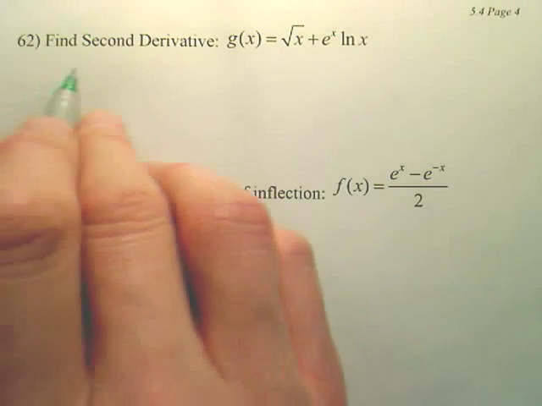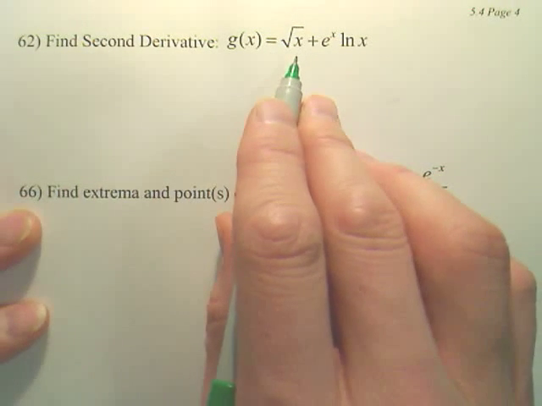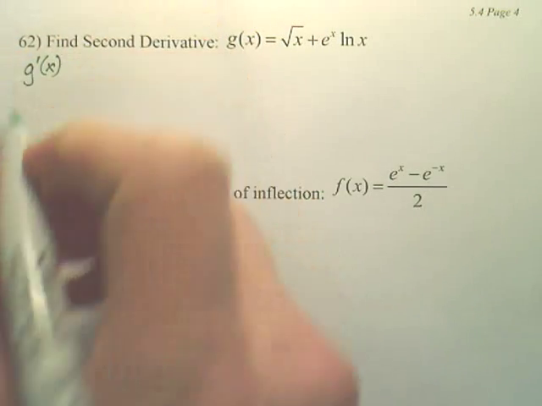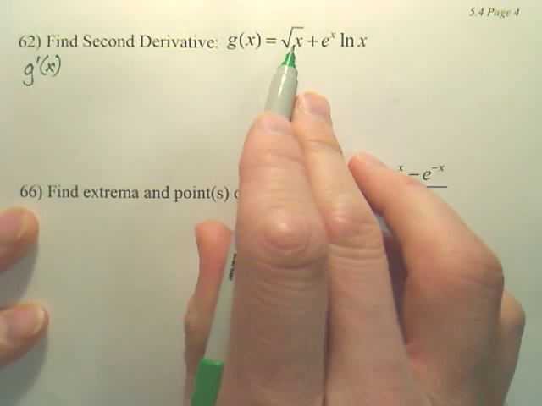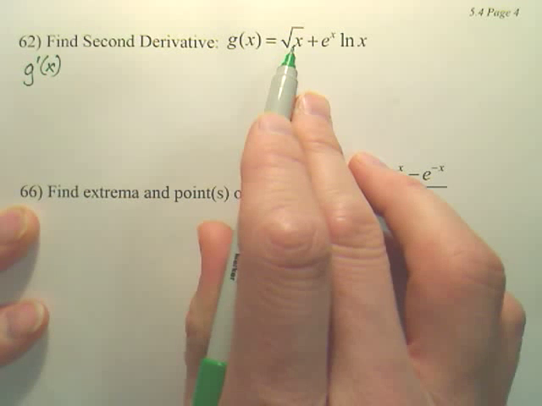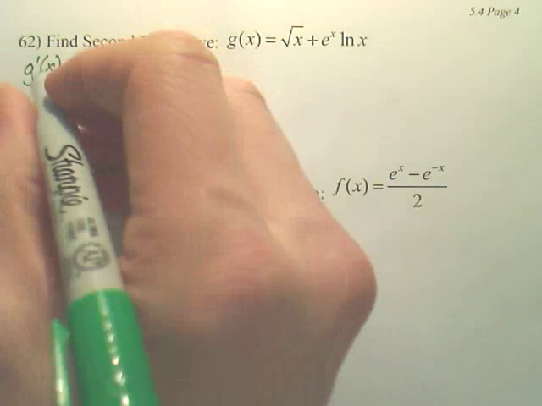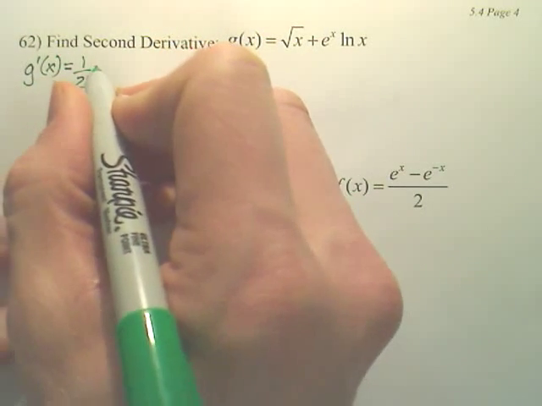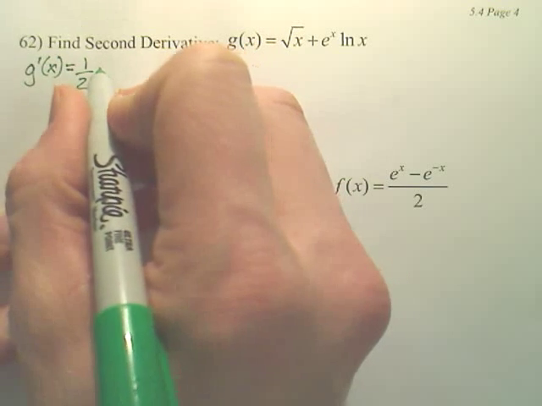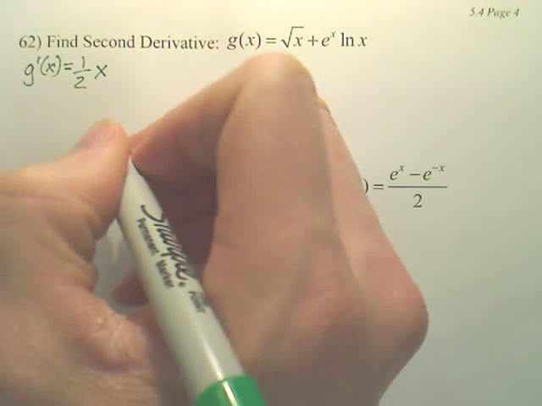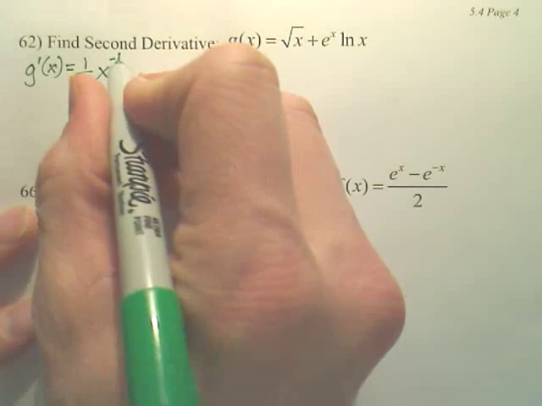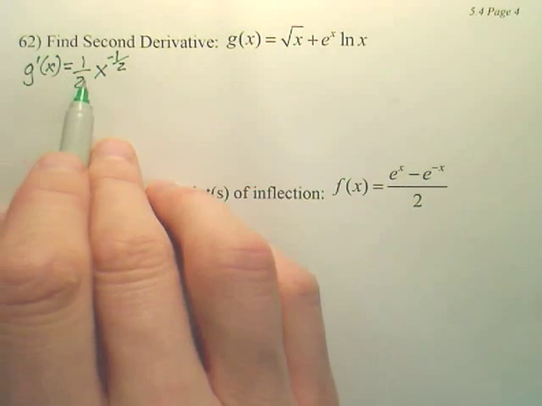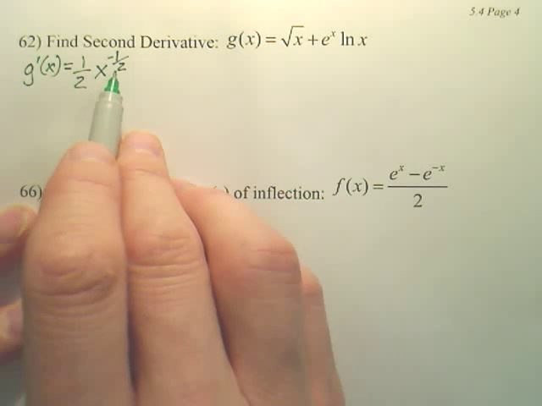Here we go. Alright, find the second derivative. So the first derivative, start with that. First you want to change that to 1/2 power. So that would be, when you change it to 1/2 power and you derive it, you'd have 1/2, and then you'd be left with x to the 1/2. When you subtract a power, you get a negative 1/2 power. So the square root of x is 1/2 x to the negative 1/2.